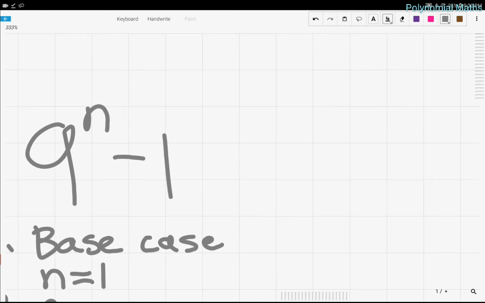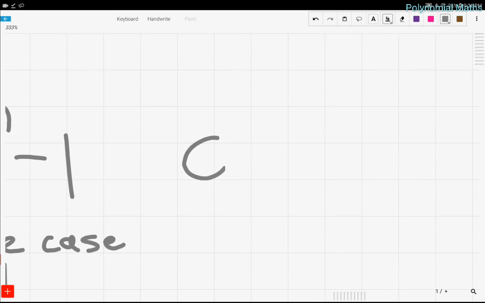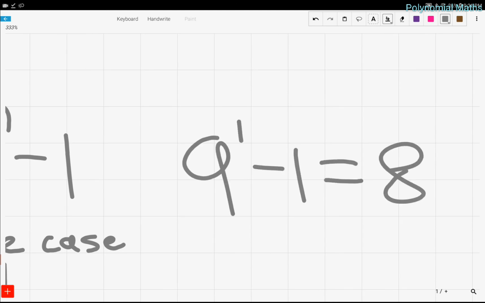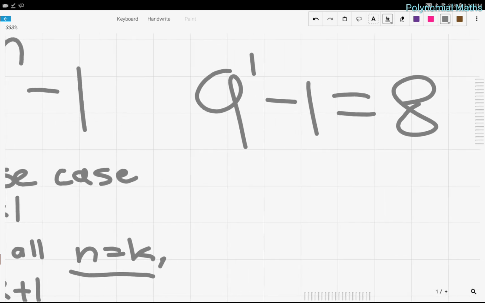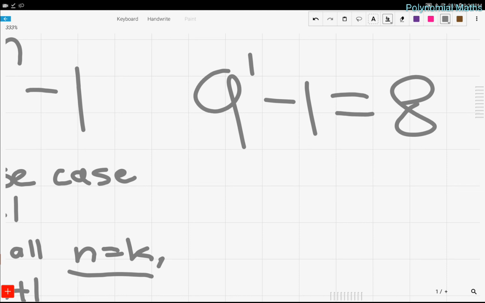So first let's look at our base case, which is n = 1, because n must be a positive integer. So let's start with our lowest case, of course. 9^1 - 1 is obviously equal to 8, and since that is divisible by 8, we're done with that. Now, we see that if we test n = 2, n = 3, they all work. n = 4 also works. But we can't go on to infinity, so we can't really do that.